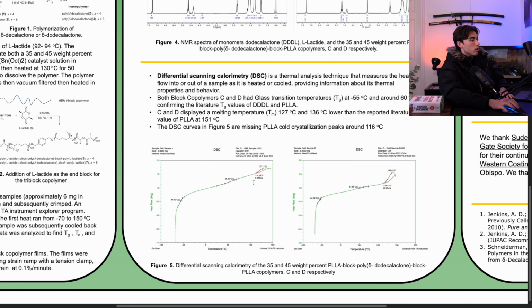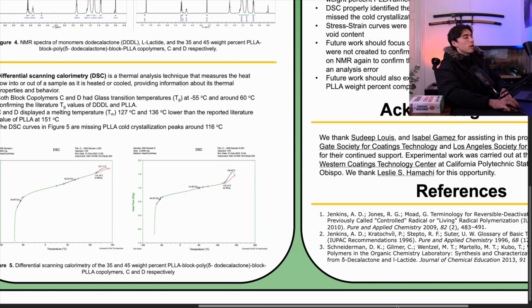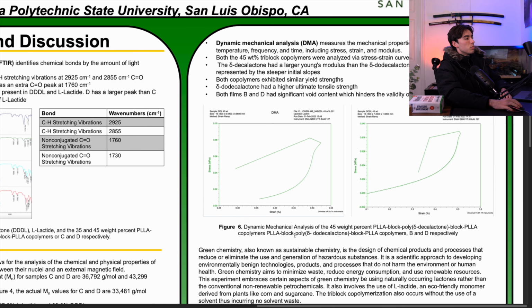The one thing to note is both of these DSC curves were missing cold crystallization peaks for PLLA, which usually are identified around 116 degrees Celsius. So we're not entirely sure why those aren't present, but if we had more time, we may want to repeat this experiment again and see if we can identify those peaks.